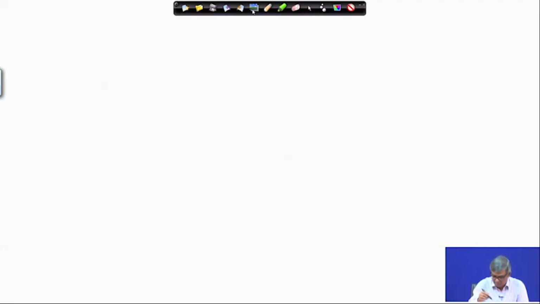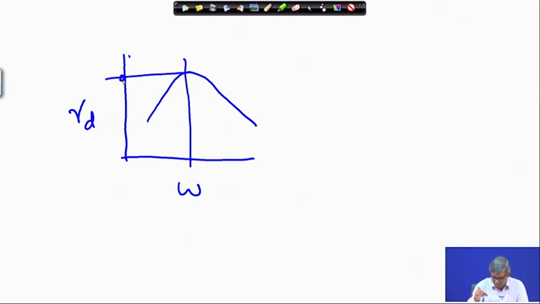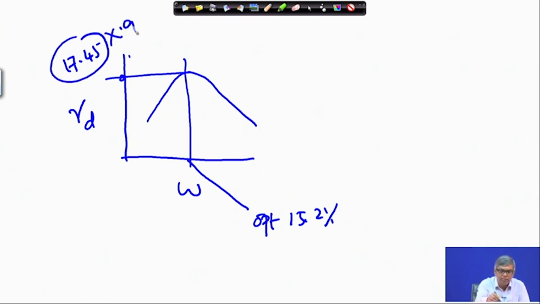If I plot this, suppose this is gamma D and this is moisture content, a typical curve will be something like this. Plotting the gamma D, you get 17.45 as the maximum, and the moisture content at the optimum is actually 15.2%. And as I have mentioned, 95% of that, if I do 17.45 into 0.95, that gives you a value of 16.58.